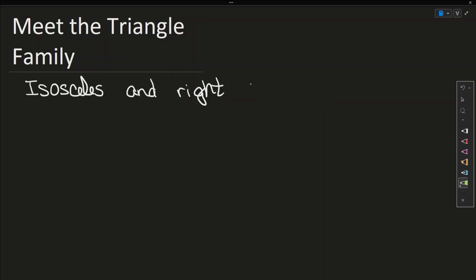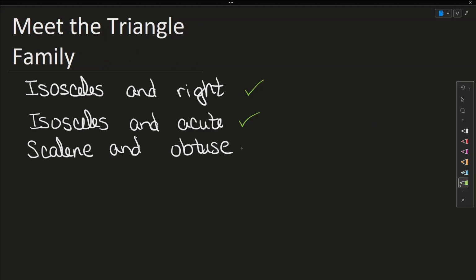For example, isosceles and right is possible. A triangle can in fact be both. Isosceles and acute is also possible. A triangle can be both isosceles and acute. Scalene and obtuse is also possible. And scalene and right triangles are possible as well.